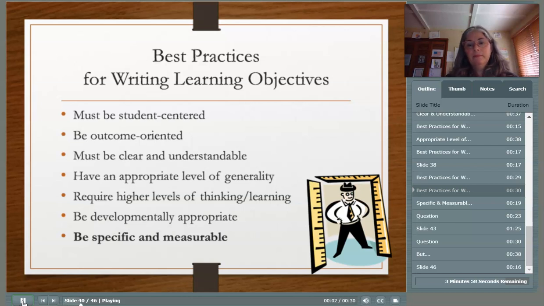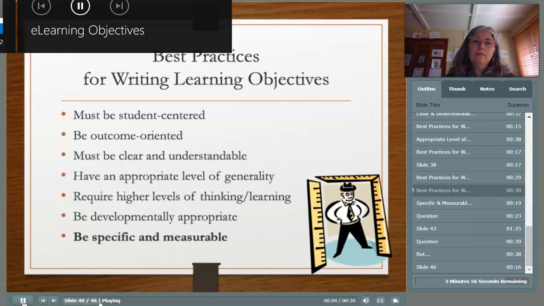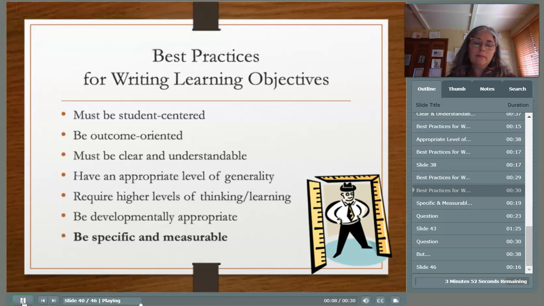And then you also need to think about whether or not your objectives are specific enough and measurable enough. You know, in this world of accountability, and we have an upcoming chapter on assessment, everything has to be assessed and measured. And if you have a very vague learning objective, like students will communicate effectively, how in the world are you going to measure that? So the more specific it is, but not too specific, the easier it is to measure.